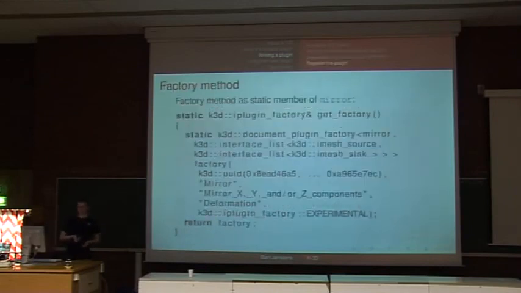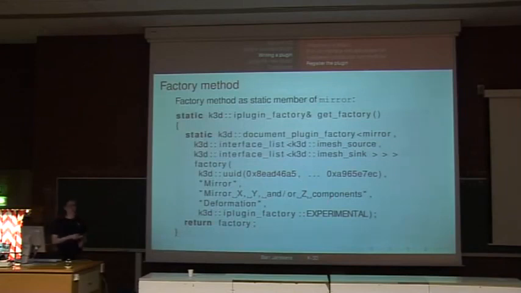So the last thing we have to do is to take care of plugin registration. In order to do this, we define a factory. This contains an interface list, which is used to keep track of what capabilities each plugin has. In this case, it is both a mesh source and a mesh sink, because it can take mesh data as input and outputs new mesh data. We also have to give it a unique ID.